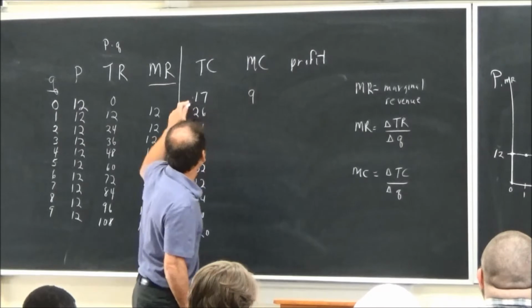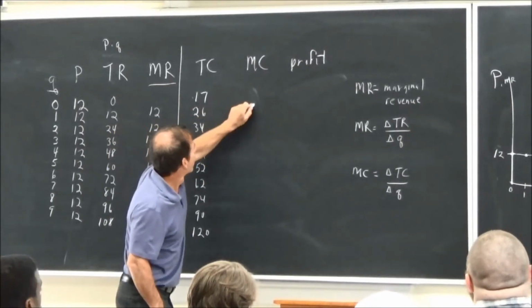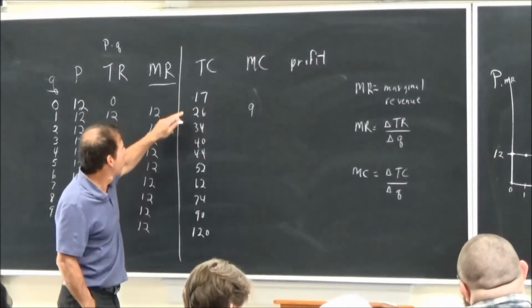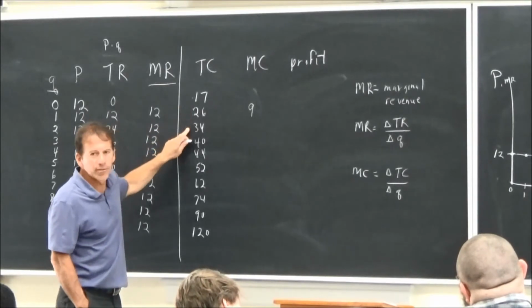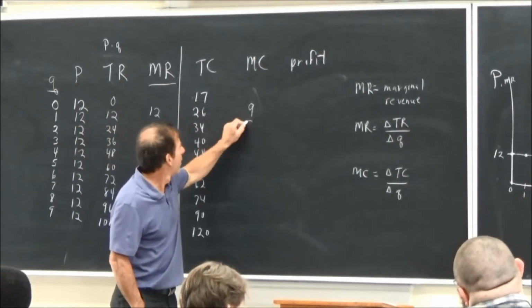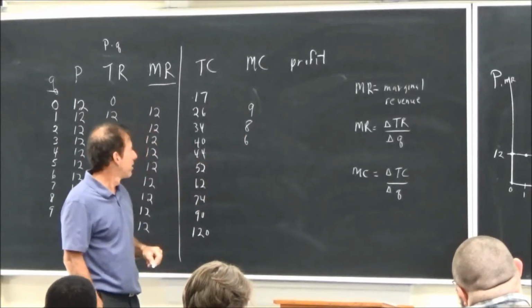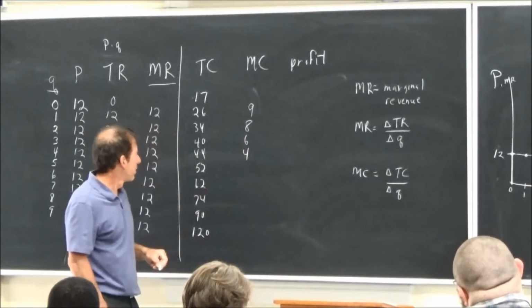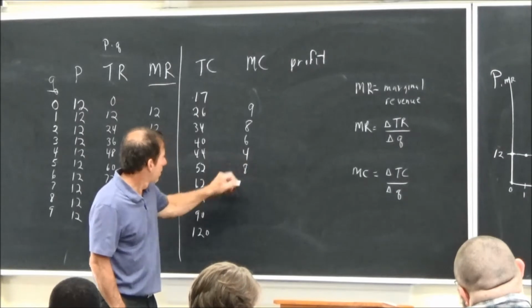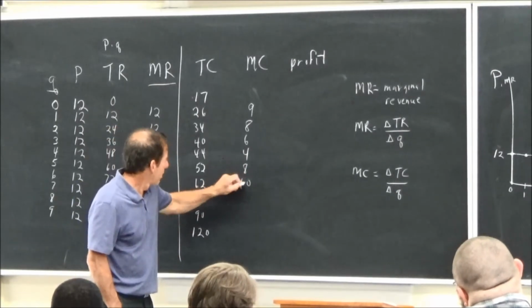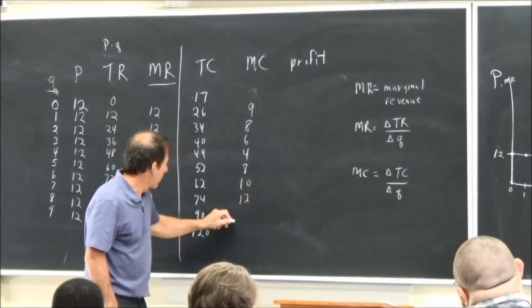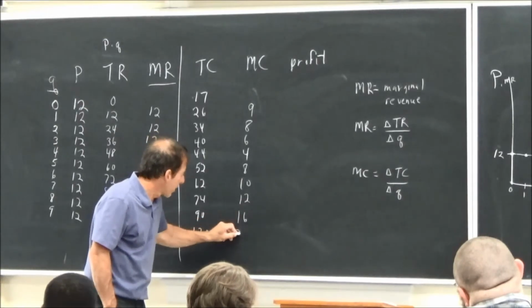The second one would be 9. And what's the next one? From 26 to 34? 8. And the next one? 6. And the next one? 4. Next one? 8. And 10. And 12. And 16. And 30.